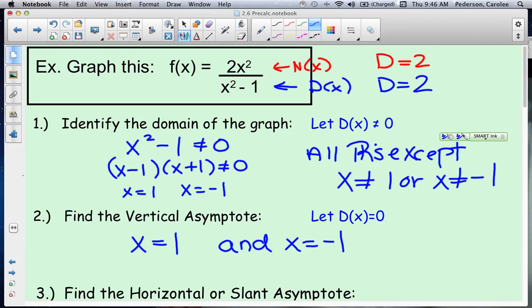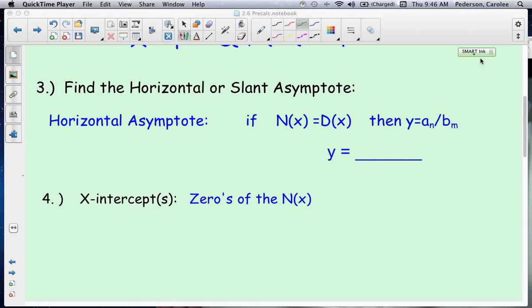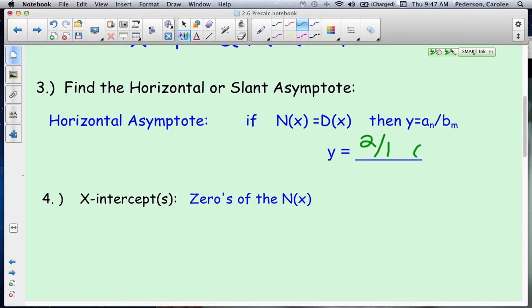So the rule is, then you divide by their coefficients. So the coefficient of the numerator is 2. What's the coefficient of the denominator? 1. So you divide those two numbers. And that's what this is saying here. You take the leading coefficient of the numerator and the denominator. So you take 2 over 1. So y equals 2 is where you'll have a horizontal asymptote.